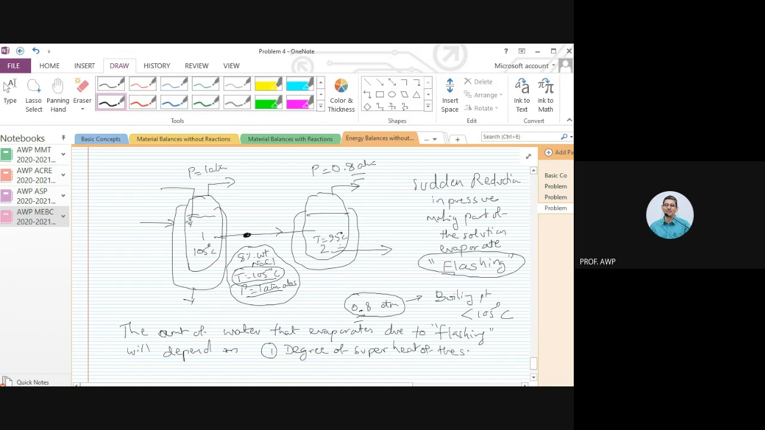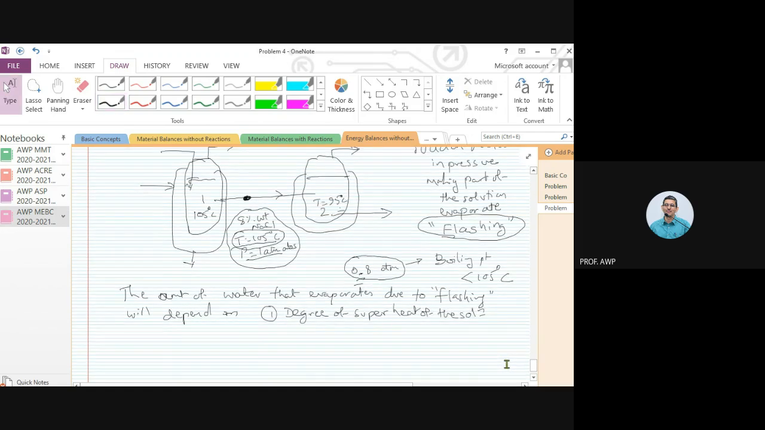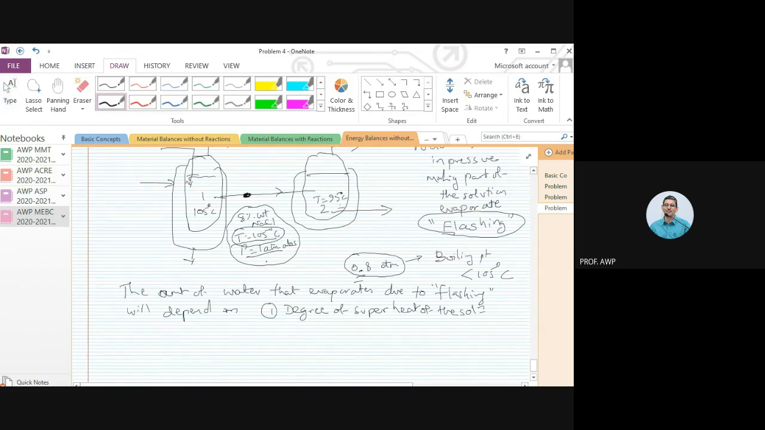Of the solution. What I mean by degree of superheat is the temperature and pressure. Suppose instead of 105, the temperature was 145 and pressure was 3 atmosphere, right? It has much more degree of superheat when you are flashing it down to 0.8 atmosphere. So second, it depends on the change of pressure. From 3 to 0.8, the amount of flashing would be much more.